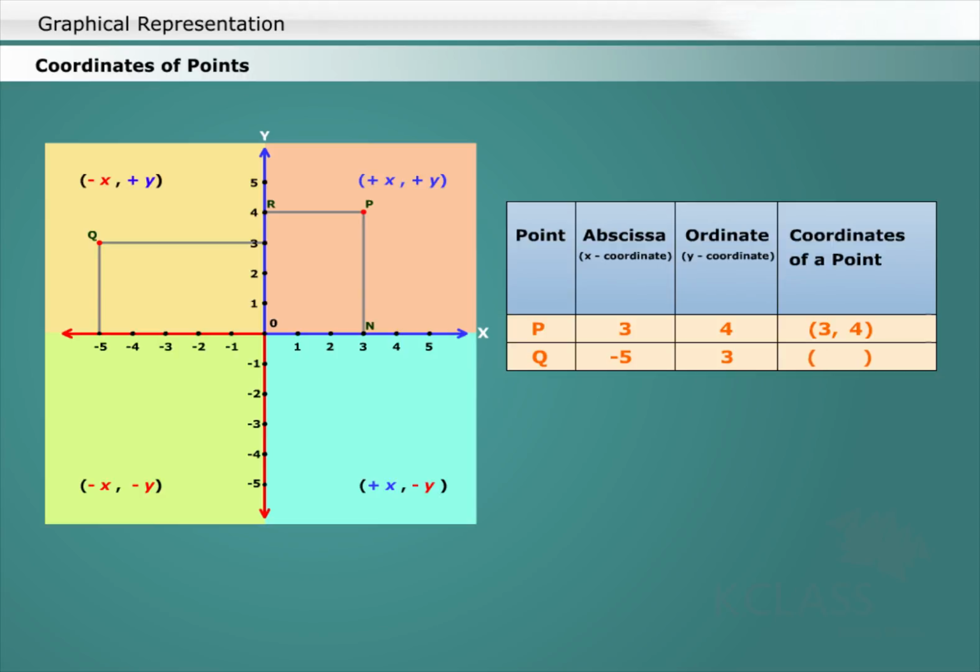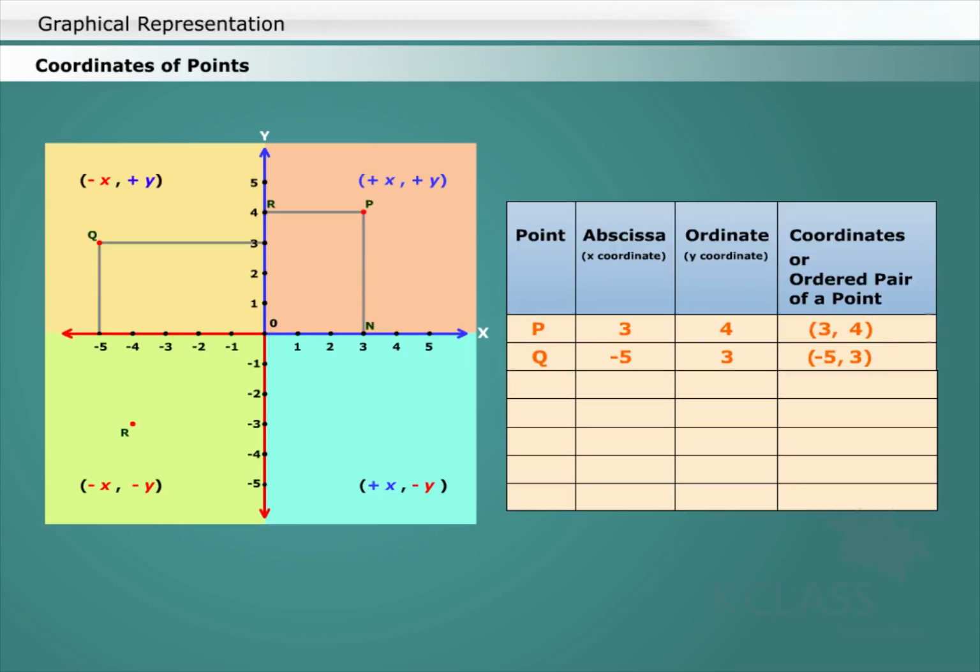The x and y coordinates of a point are also known as the ordered pair for that point. For example, for point P, the ordered pair is (3, 4). For point Q, the ordered pair is (-5, 3).